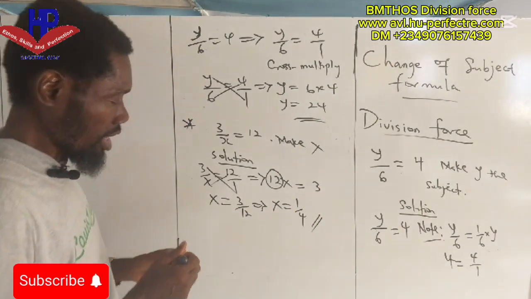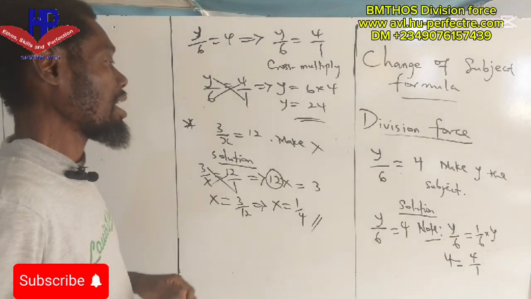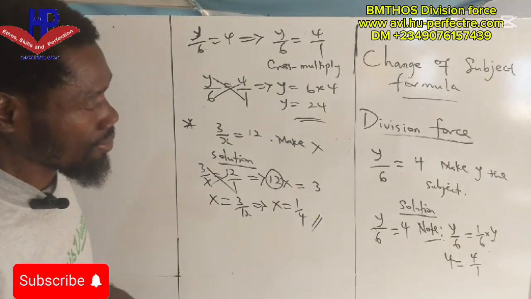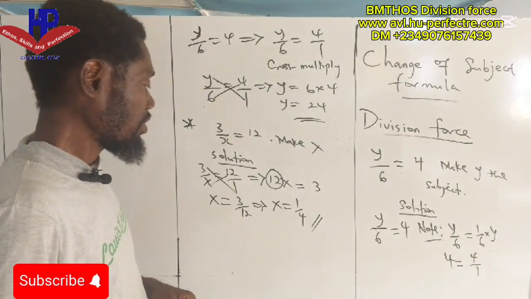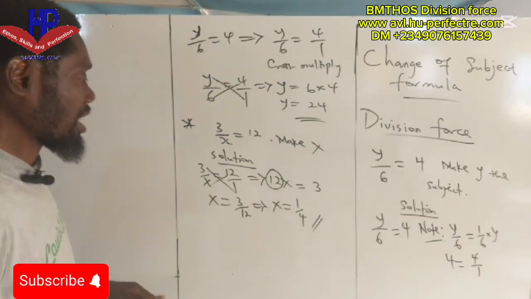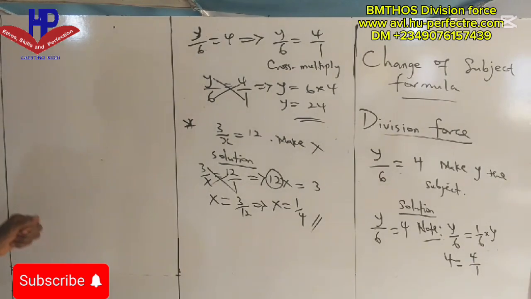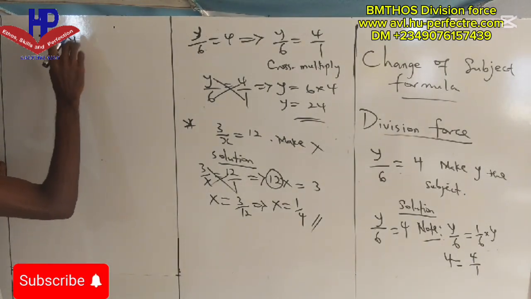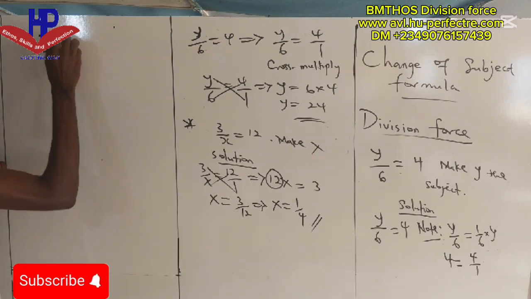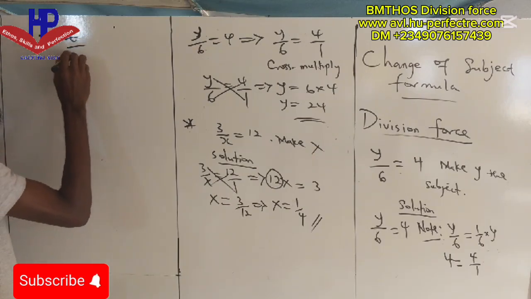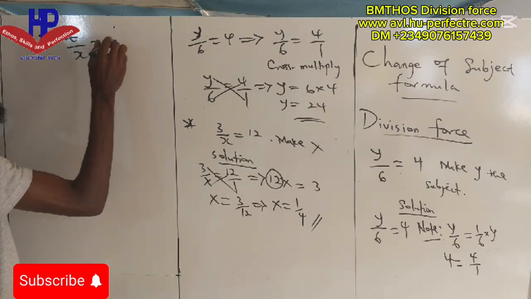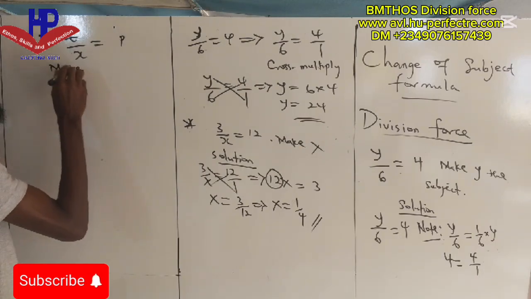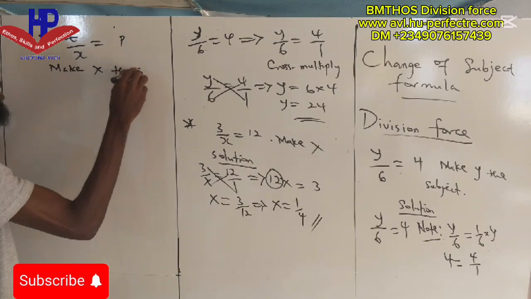So if the number is up and the specified letter is down, it's the same thing you'll be doing: cross multiply. Let's see if we can deal with another example here. Another example, quickly here. Let me say t over x is equal to p. They said make x the subject.